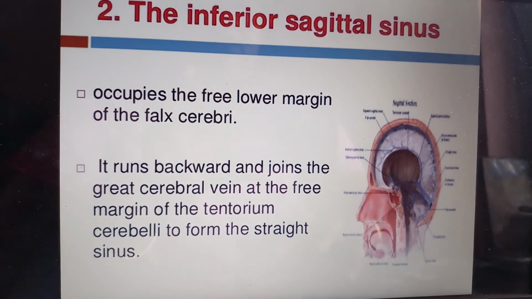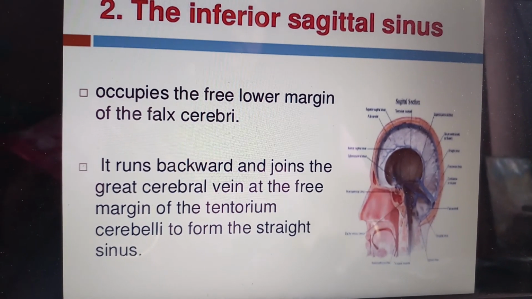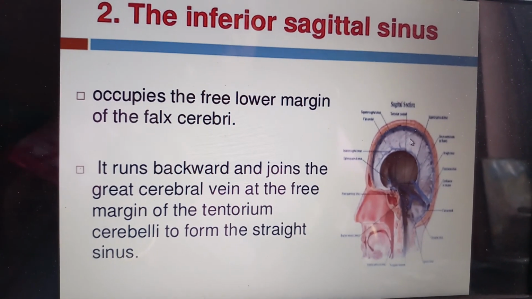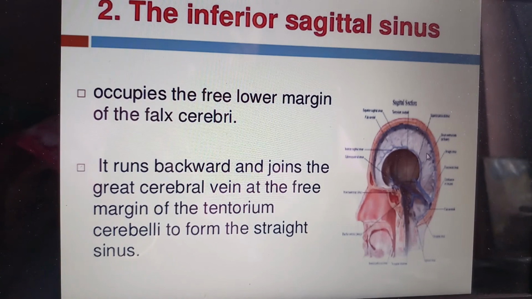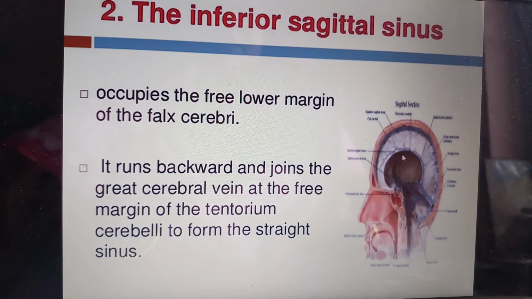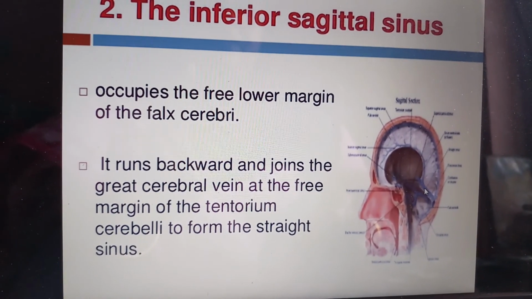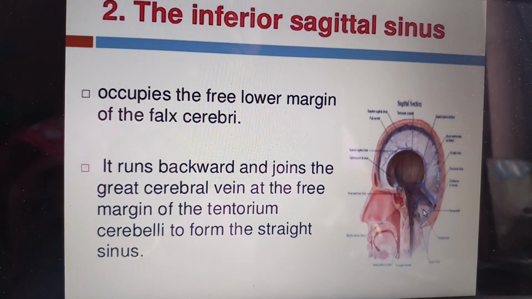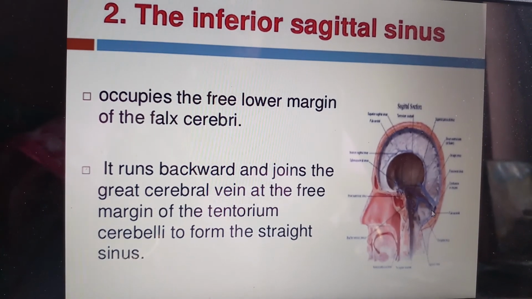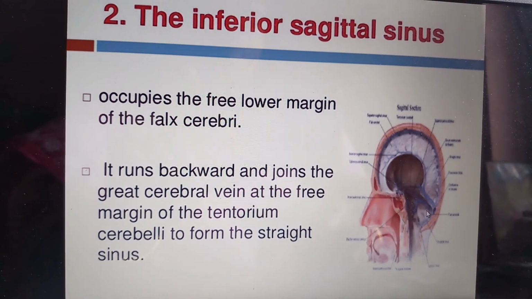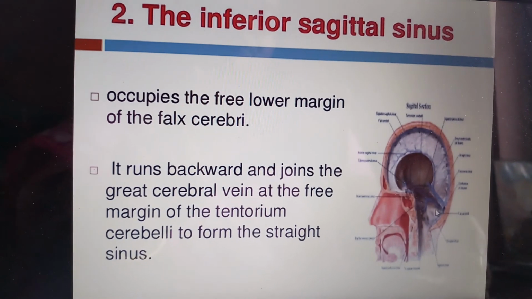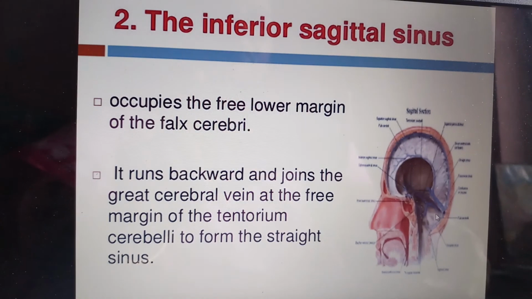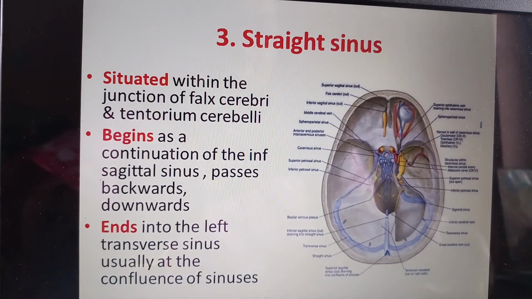Coming to the inferior sagittal sinus, it occupies the lower margin of the falx cerebri. This is the falx cerebri, which you can see, and at its upper margin, it has the superior sagittal sinus. In the lower margin, it has the inferior sagittal sinus, and then it runs backwards and joins the great cerebral vein at the free margin of the tentorium cerebelli, where it forms the straight sinus. So the straight sinus is formed in the region of the occipital bone, as the inferior sagittal sinus joins the great cerebral vein of Galen.